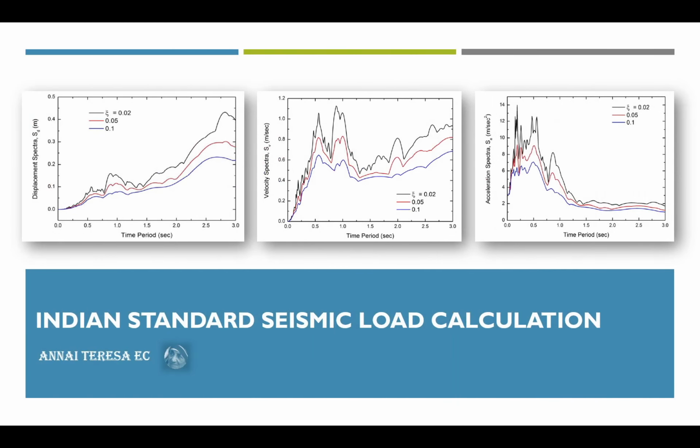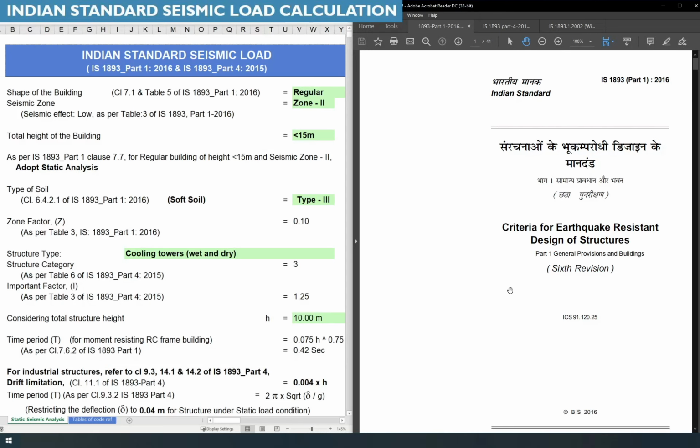In this video, we are going to look at how to calculate seismic load based upon the Indian standard. On the right hand side, you can see IS 1893 Part 1 2016, which is the criteria for earthquake resistant design of structures, Part 1 general provisions on buildings.